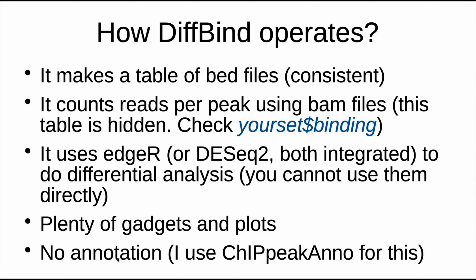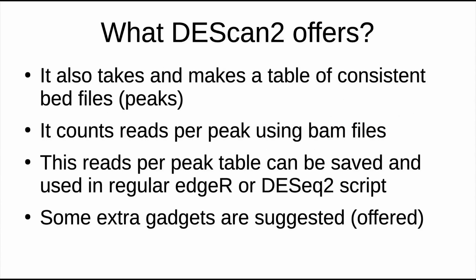It doesn't provide annotations, so the results are differential peaks with the coordinates in a genome, no gene names. If you want gene names, you have to attach ChIPpeakAnno to your resulting table and then do the rest in ChIPpeakAnno.